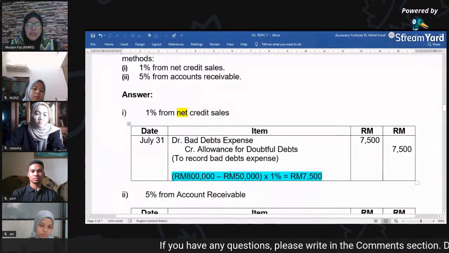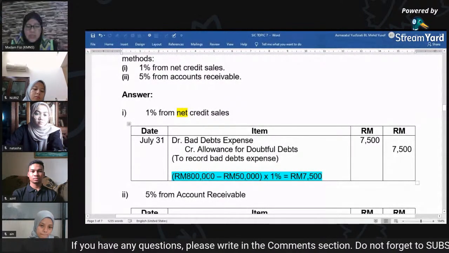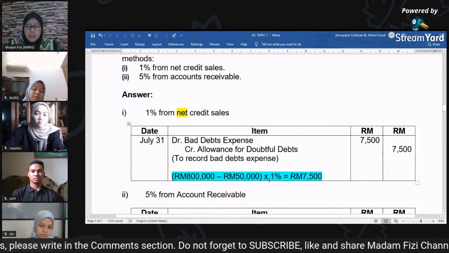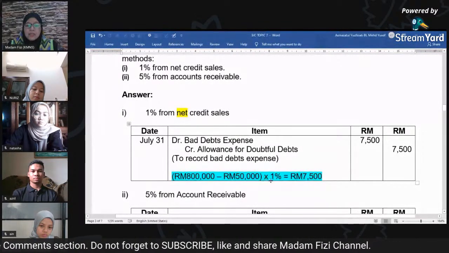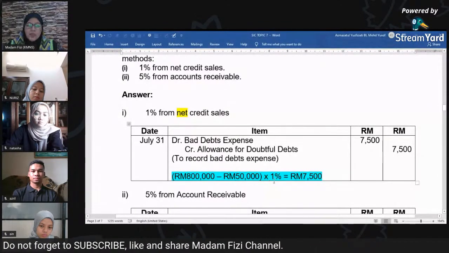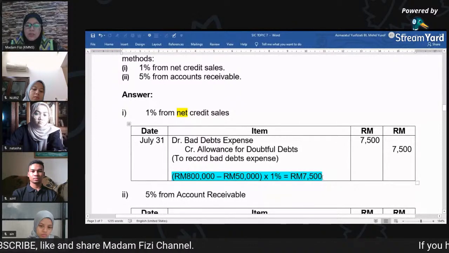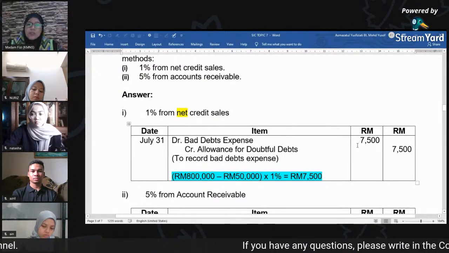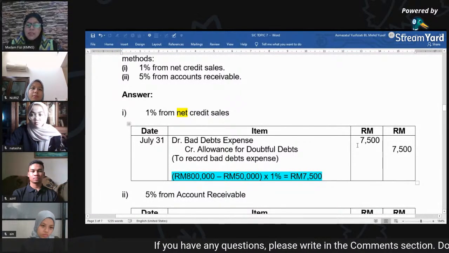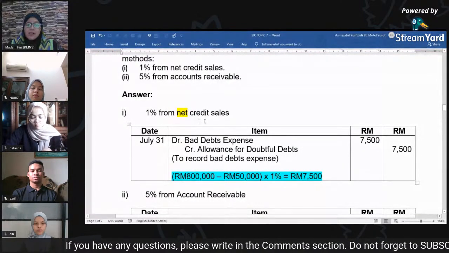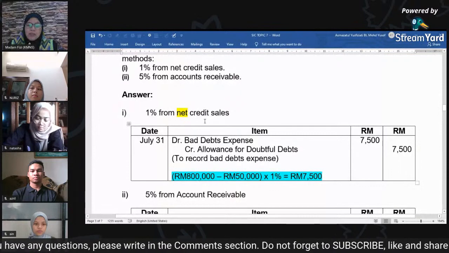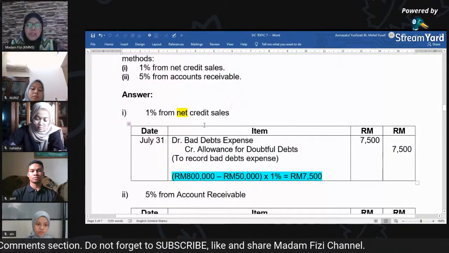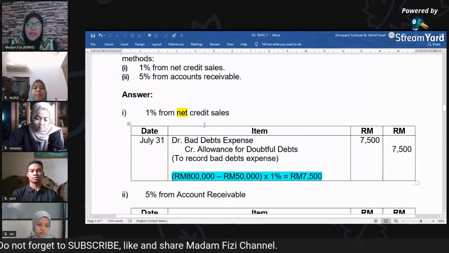800,000 is the credit sales, minus 50,000 is the sales return, and then multiply by the percentage, that is 1%. So equals to 7,500. So this 7,500 terus jadi bad debt expenses. Okay, so this is one method. The another method is percentage from accounts receivable.